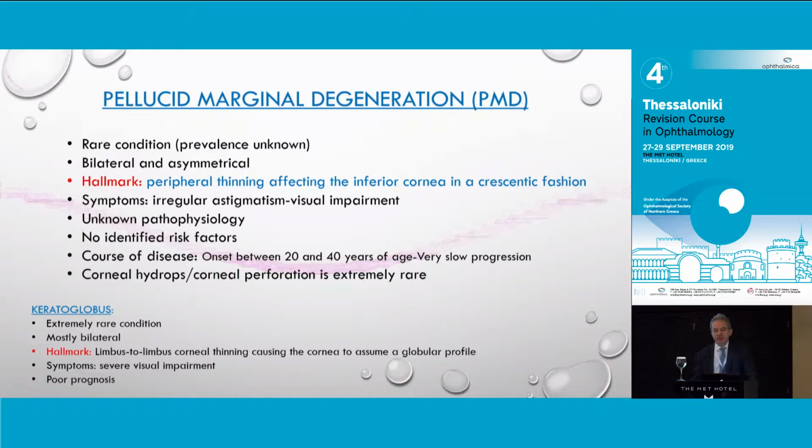Now, Pellucid marginal degeneration is much more rare compared to keratoconus, also bilateral and asymmetrical. And here we see the thinning in the periphery inferiorly in a crescentic fashion. The onset is later, between 20 and 40 years, and we don't know that much compared to keratoconus. We know that it's mild, that it tends not to progress, and if there is any progression, it's slow, so we rarely need to intervene.